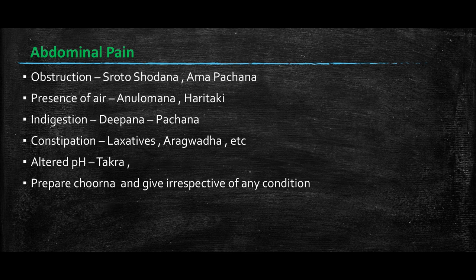Abdominal pain. Suppose a child has abdominal pain. If it is because of obstruction, then you have to go for Shrota Shodhana, because abdominal pain can occur because of so many causes. If it is because of obstruction, Shrota Shodhana should be done by Amapachana treatment, Shunti, etc. drugs. Then if the presence of air is the cause of abdominal pain, then you have to go for Anulomana treatment, and the drug of choice is again Haritaki, or sometimes Aragvada, which causes Sramsana. Then simple hot water also sometimes helps.